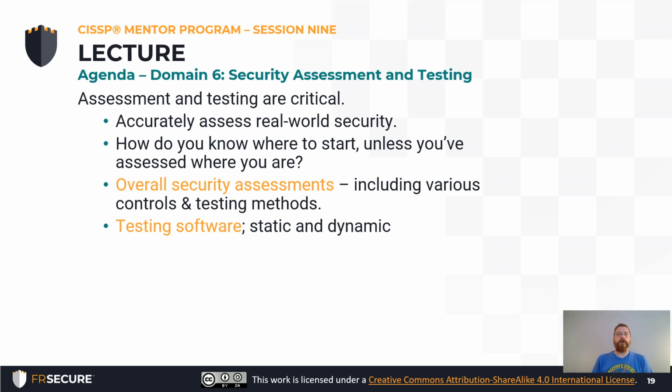All right, so the assessment and testing are critical. We're looking at assessing real world security, right? So if you are really getting attacked or really having something happen, let's test that. We want to know what's going on. And if you don't, how do you know where to start unless you've assessed where you are? It's pretty tough to put together a plan of action if you have no idea what your plan of action should include. So we'll talk through some overall security assessments, some of the different testing methods and controls, and then how we test software between static and dynamic.